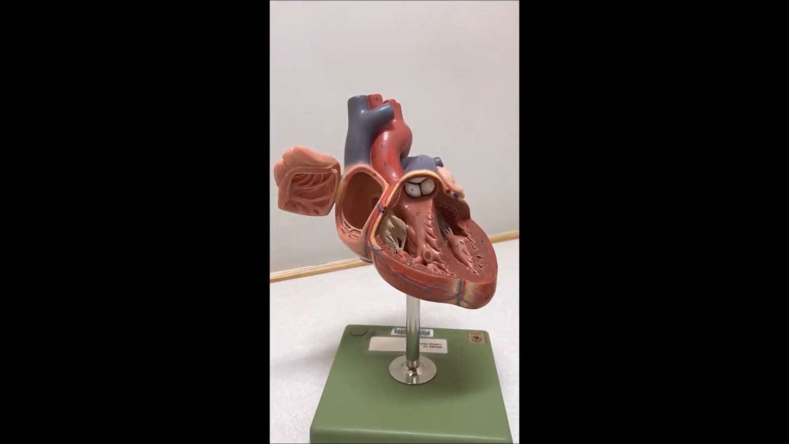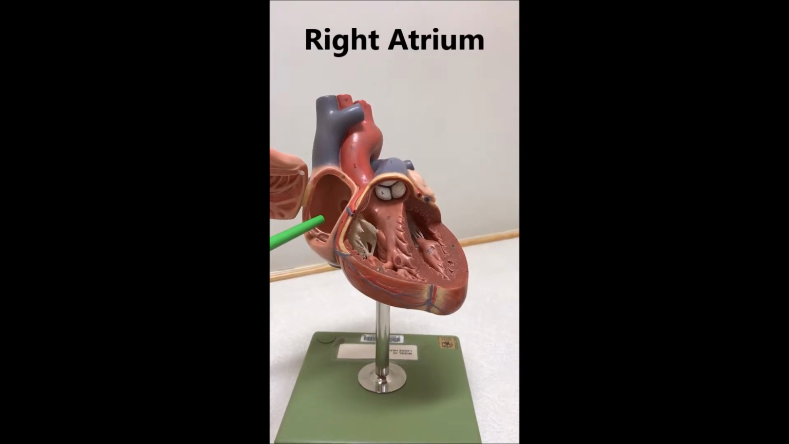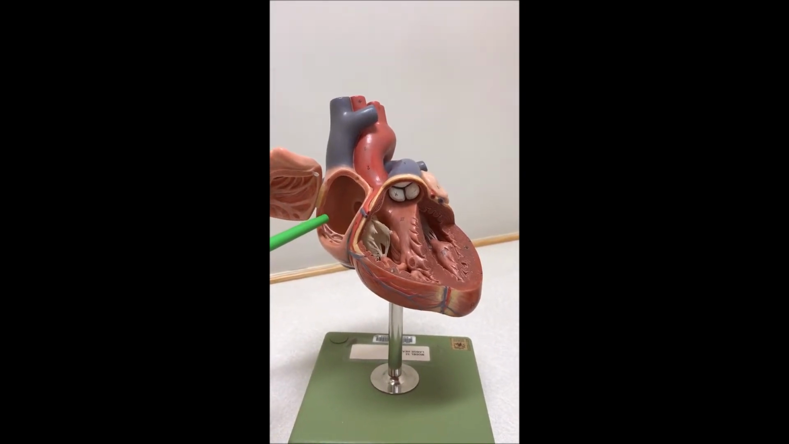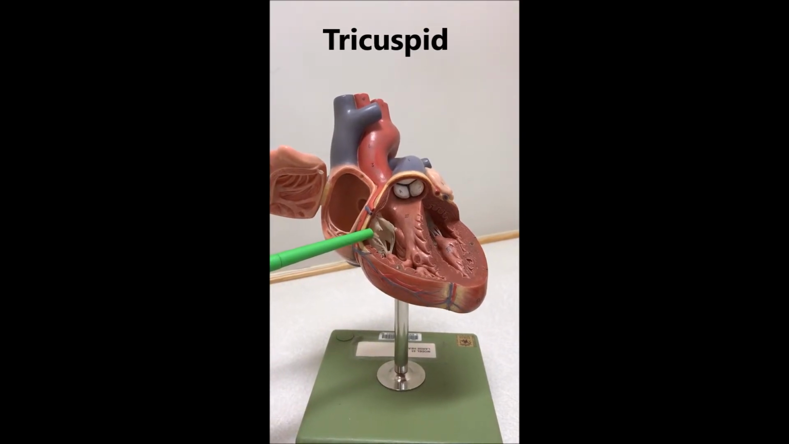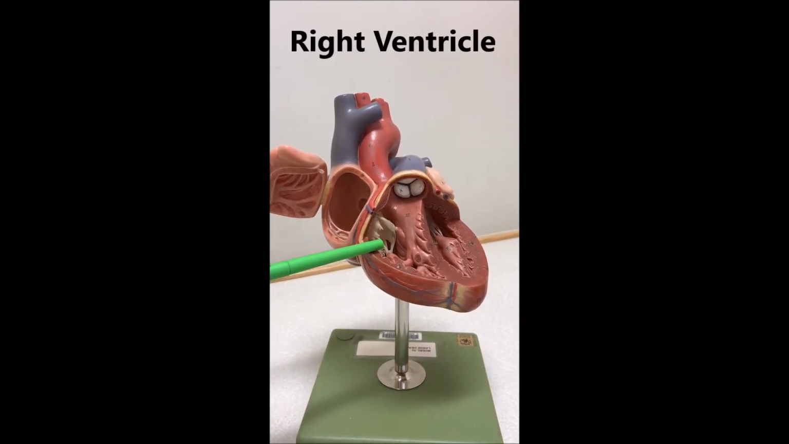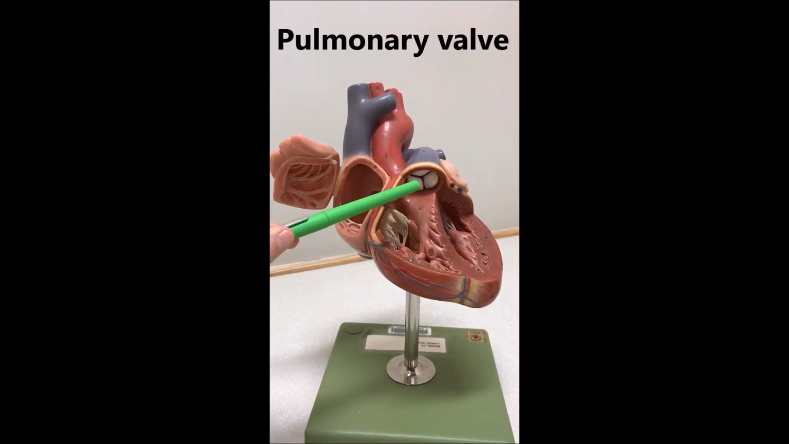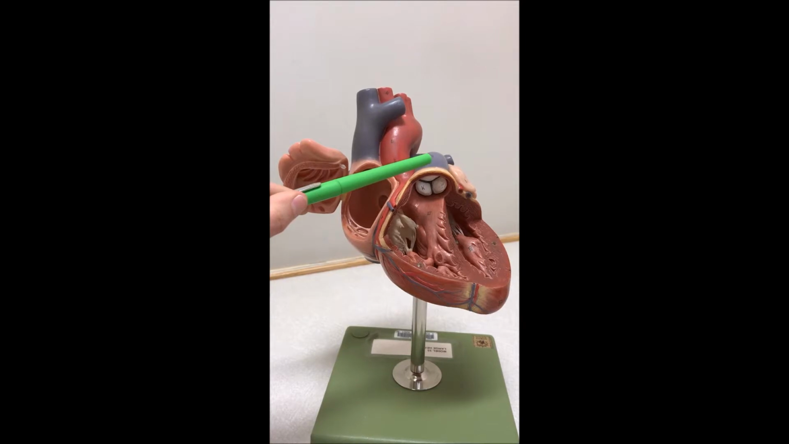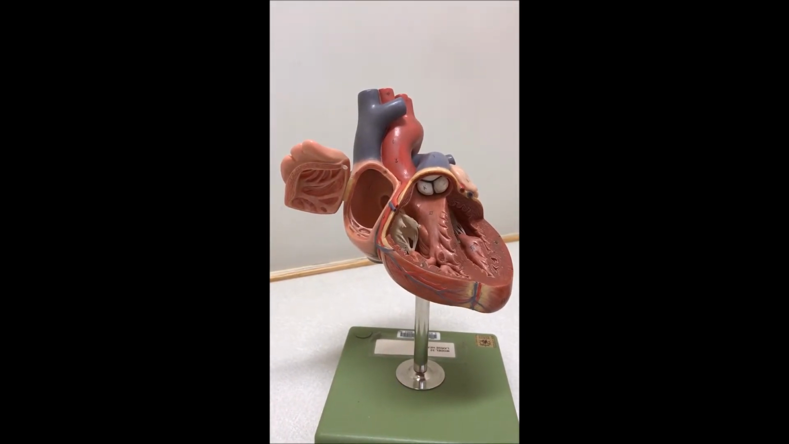This blood is deoxygenated and is going to enter into the right atrium, which is the first chamber of the heart. From there, the blood will flow through the right atrioventricular valve, or the tricuspid valve, into the right ventricle. From the right ventricle, the blood will flow through the pulmonary semilunar valve into the pulmonary arteries. From the pulmonary arteries, the blood will flow to the lungs.